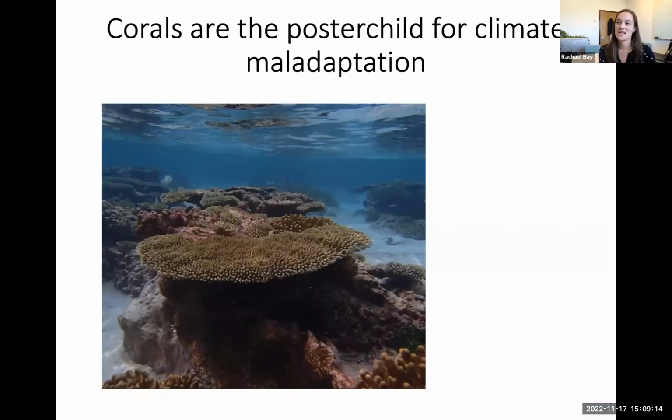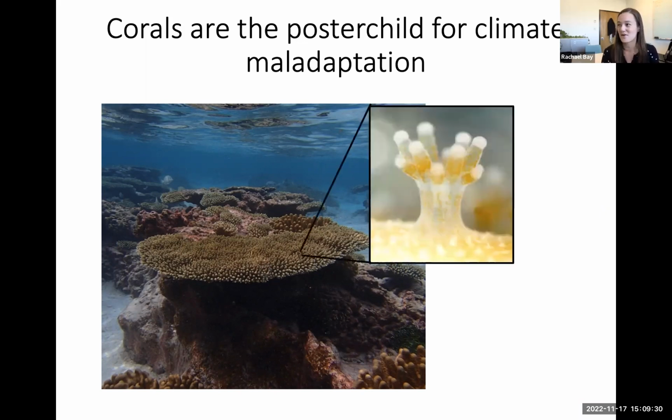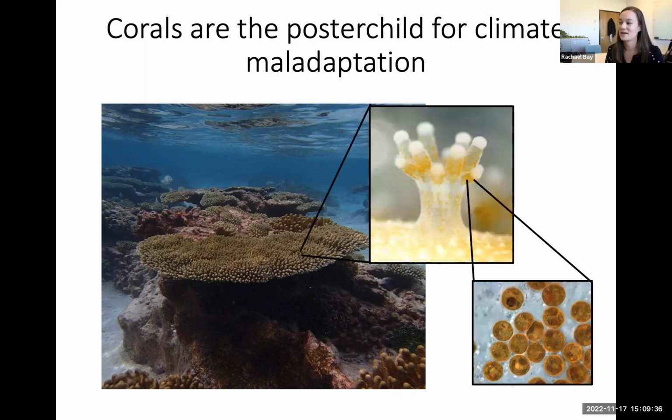So we'll start with corals, and I think corals are a really important system to look at climate adaptation in because over the past decade, they have become the poster child for climate maladaptation. Corals are large colonies made up of millions of clonal animals called polyps. And within the tissue of the polyps, they have algal symbionts that are photosynthetic and provide the coral with nutrients. However, this is a tenuous partnership. So when stress gets high, the symbionts get expelled, and functionally the coral starves to death. And that process is known as coral bleaching.